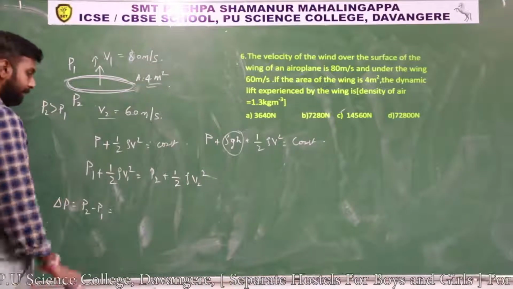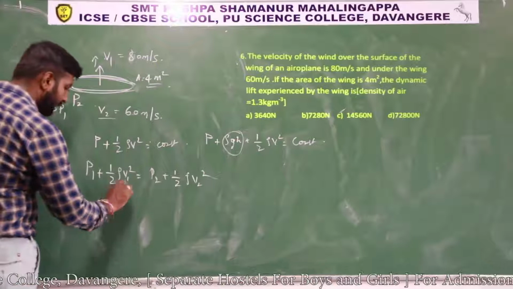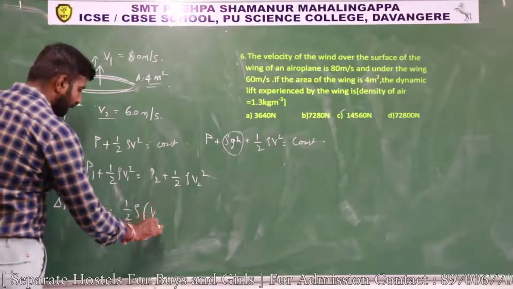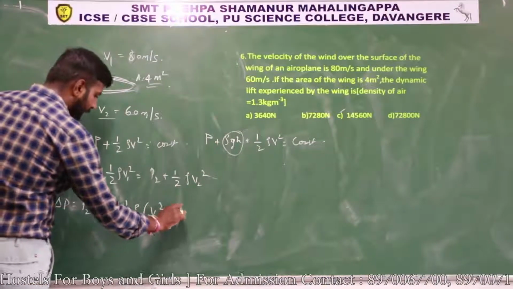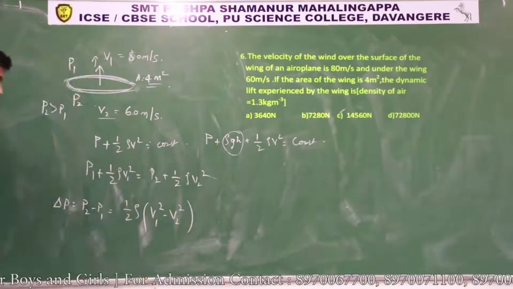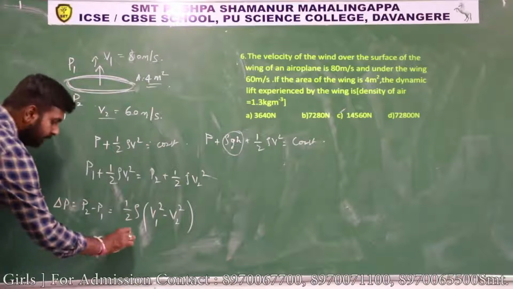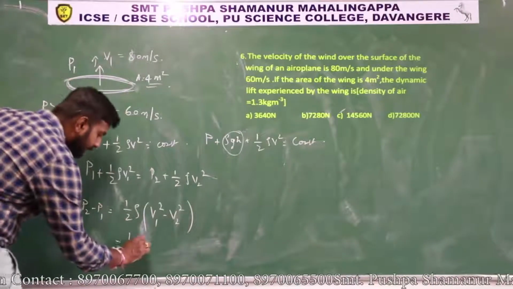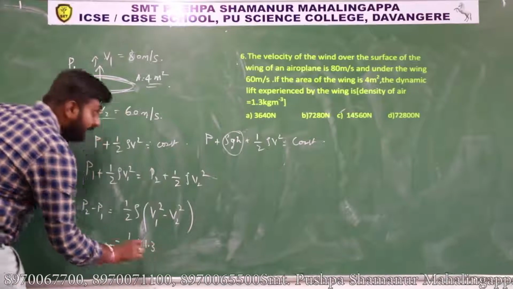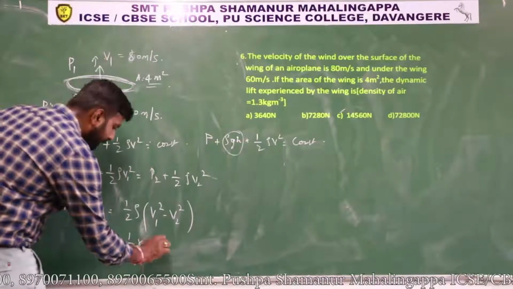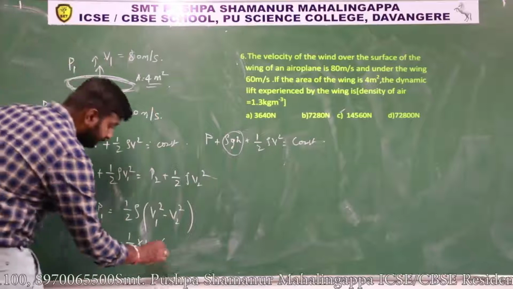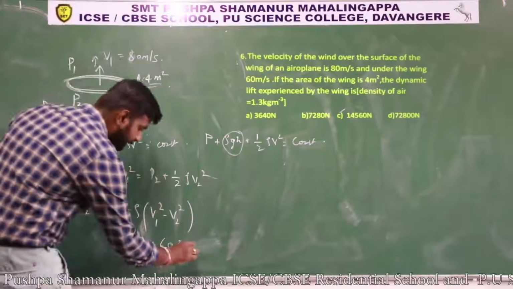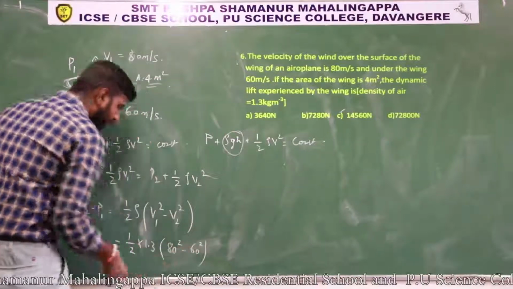Now P2 minus P1 becomes, you can see here, half rho, if you take common outside, you will get V1 square minus V2 square. So here you substitute the values. So this equals 1 by 2, density of the air is given, density of the air is 1.3 kg per meter cube, V1 square, 80 square minus 60 square. So find the final answer.